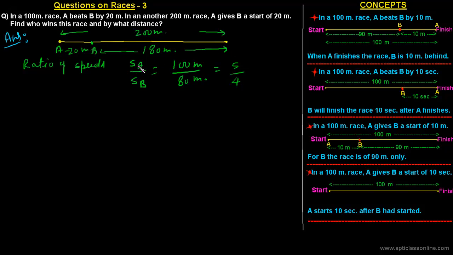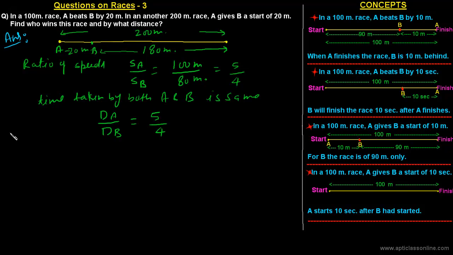So the speed of A to the speed of B is 5 by 4, and we know that the time taken by A and B is the same. So the distance covered by them will be in the same ratio as the time. Distance covered by A to the distance covered by B will be in the same ratio as of time.